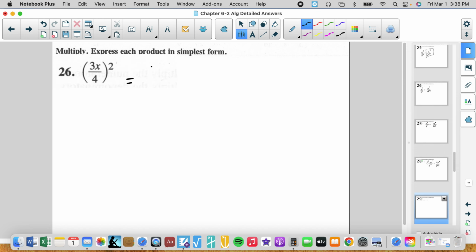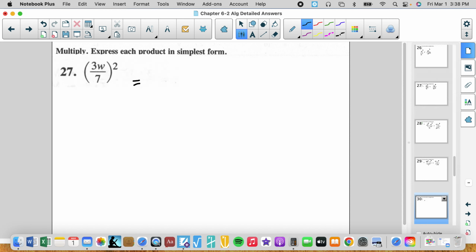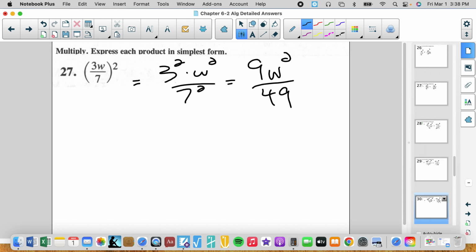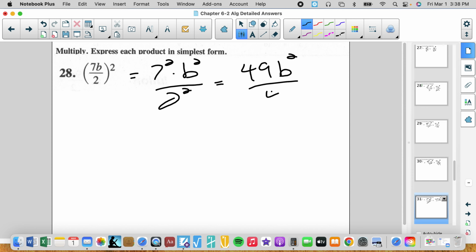That's going to equal 3 squared times x squared over 4 squared, 9x squared over 16. 3 squared w squared over 7 squared, 9w squared over 49. 7 squared b squared over 2 squared. 49b squared over 4.